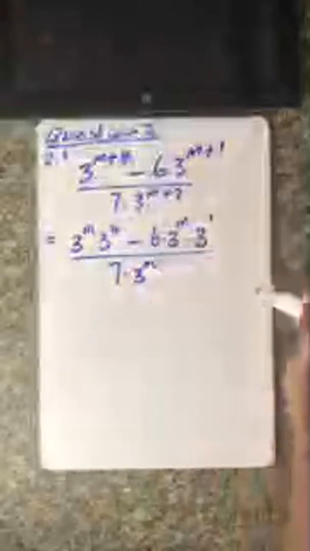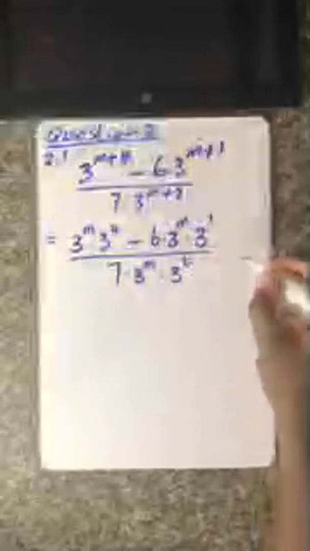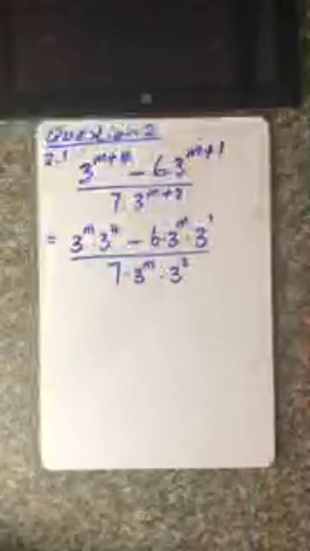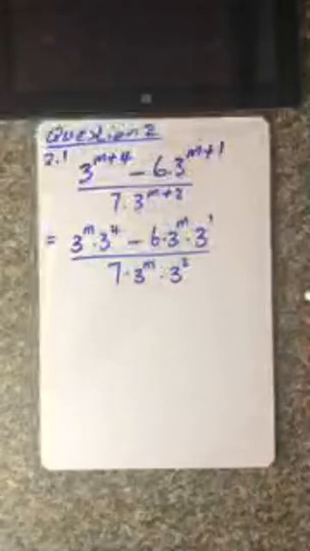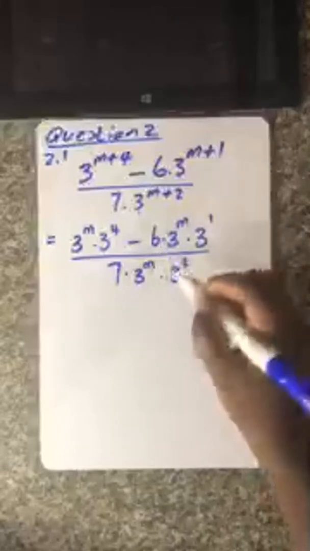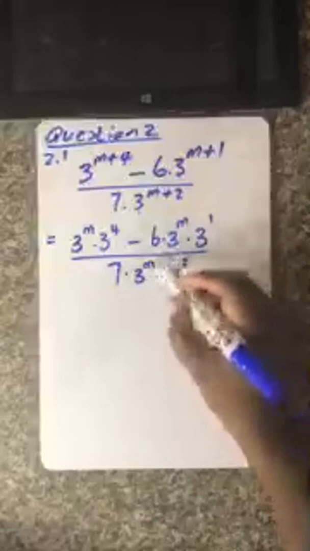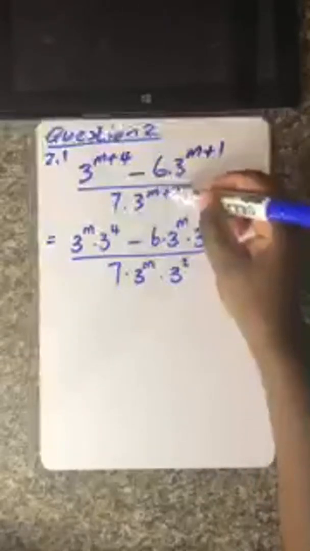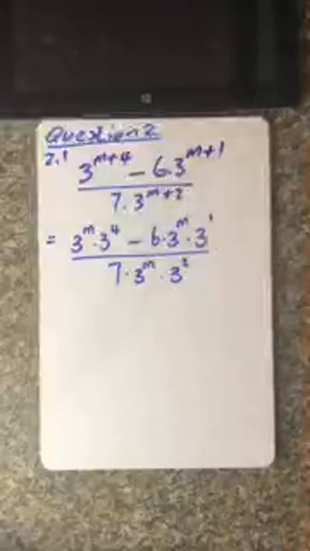All of this is divided by 7 multiplied by 3 to the exponent m multiplied by 3 to the exponent 2. You just have to make sure that the bases are the same. And if the bases are the same, then you can apply that rule where, when the bases are the same, you add the exponents. Then it can take you back to the original equation.